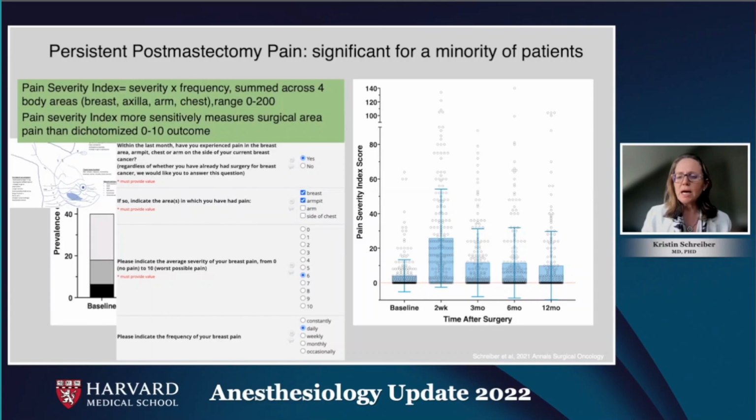But as you can see on this graph, when we do this, we get a better resolution of the degree of variation. Each dot is an individual patient. You can appreciate that there are still a lot of people at 12 months that aren't having a lot of pain severity, but there's a group of these people who are suffering quite a bit.